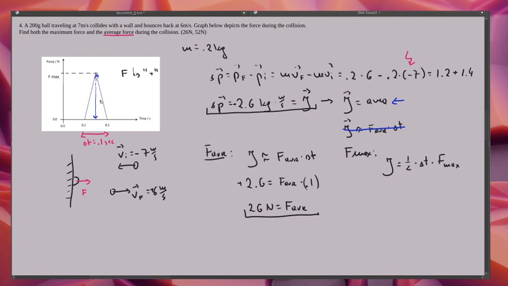If you look at the triangle here, the base of the triangle is just delta t, and the height of the triangle is just F max. So let's go back here, plug in what we need to plug in. So it's 2.6 equals 1/2 times the time, which was 0.1, and times F max, what I'm after. That gives me 26 times 2, which is 52 newtons. That would be the max force, so the max force is about 50. Okay.